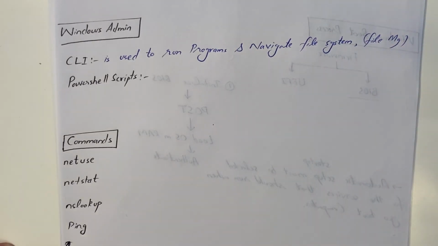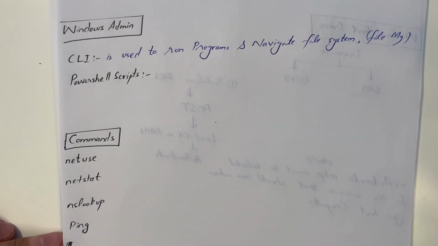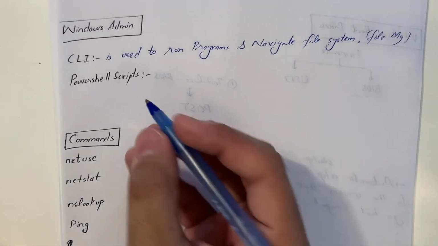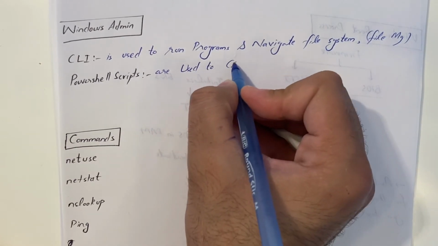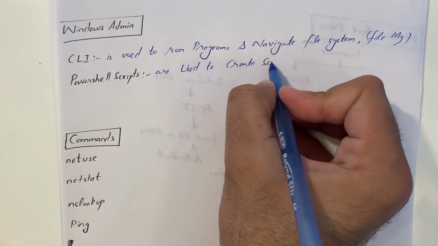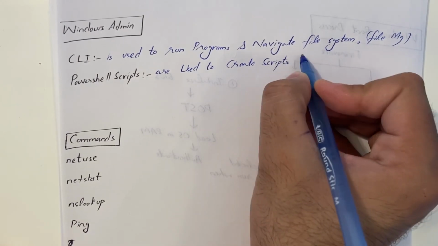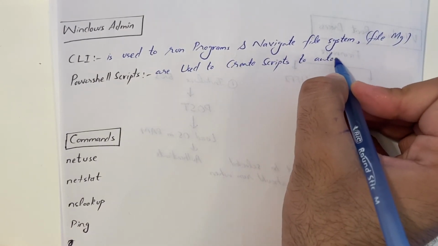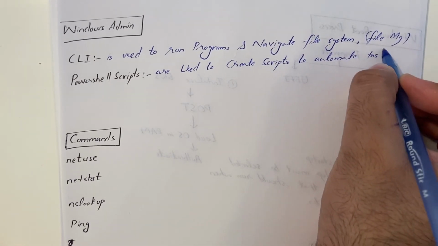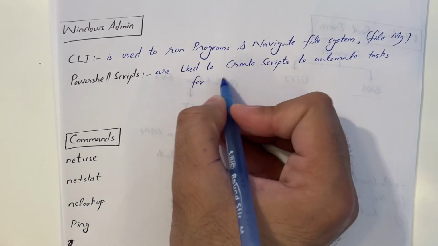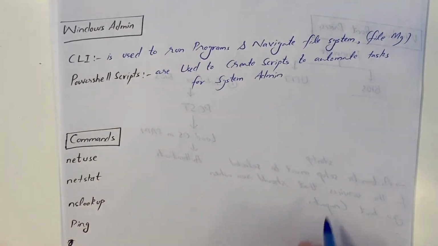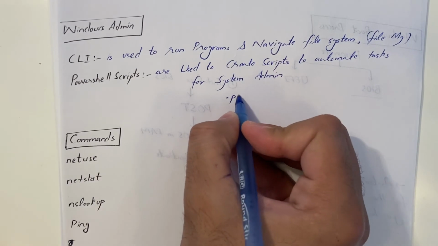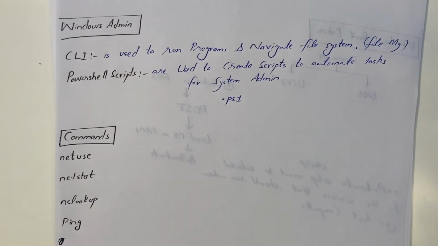For example, if you want to manage files, delete files, create new files, we can do that by using CLI, command line interface. Next, PowerShell scripts are used to create scripts to automate tasks for system administration. And the extension of PowerShell scripts is basically .ps1. So that is basically PowerShell script.